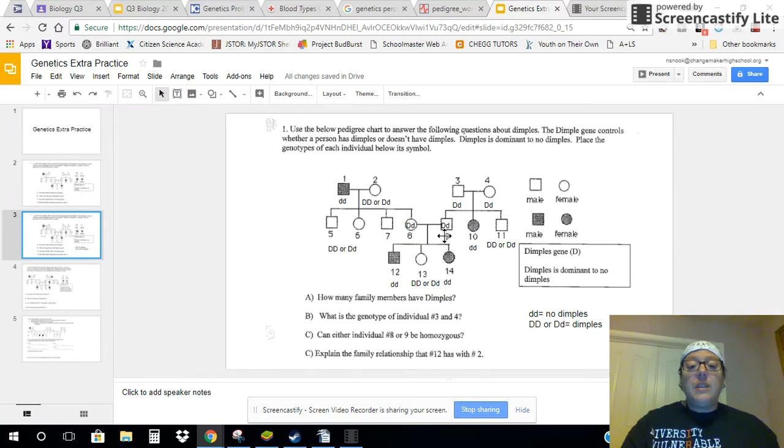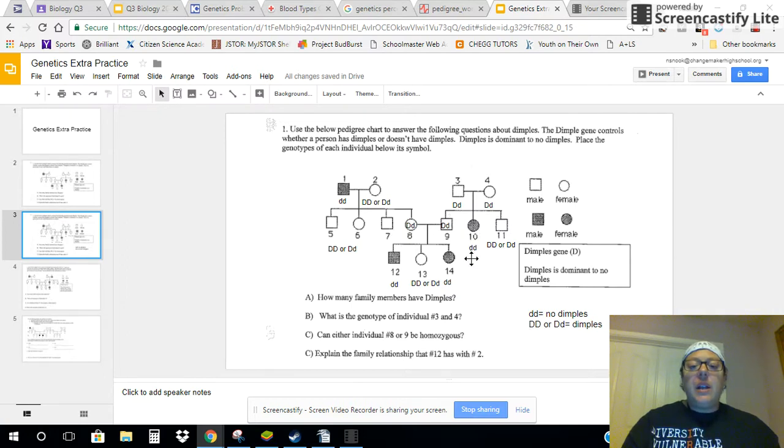Number 9 I decided was heterozygous for dimples for a couple of reasons. Number 1, number 9 has siblings that are different. One does not have dimples and one does have dimples. That means that number 9 has to have a little d in there somewhere. They do have dimples, but they're coming from a heterozygous mating because they got that little d in there. So I made their parents heterozygous.